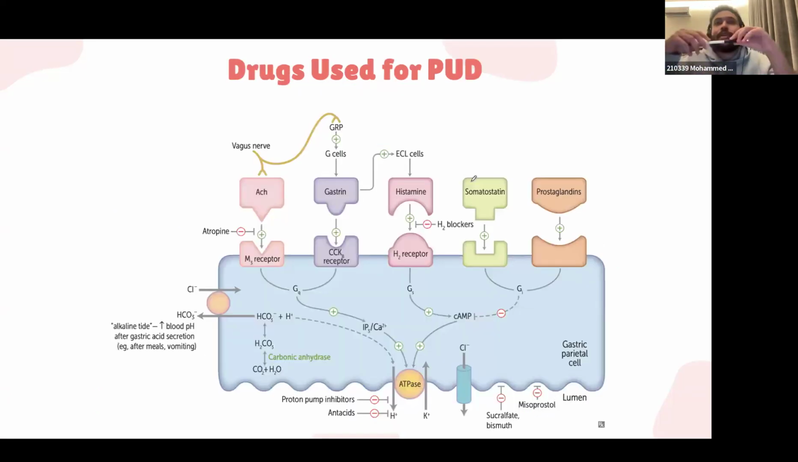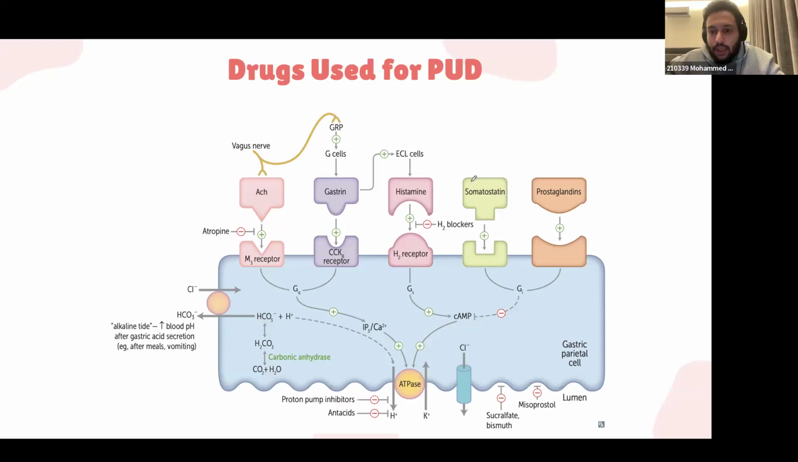Now, the drugs for peptic ulcer disease. Someone who's having peptic ulcer disease, there's multiple ways you can counter this. Number one is to neutralize the acid. So what are antacids that you guys know? Give me two important ones that are local. Aluminum hydroxide and magnesium. Okay.